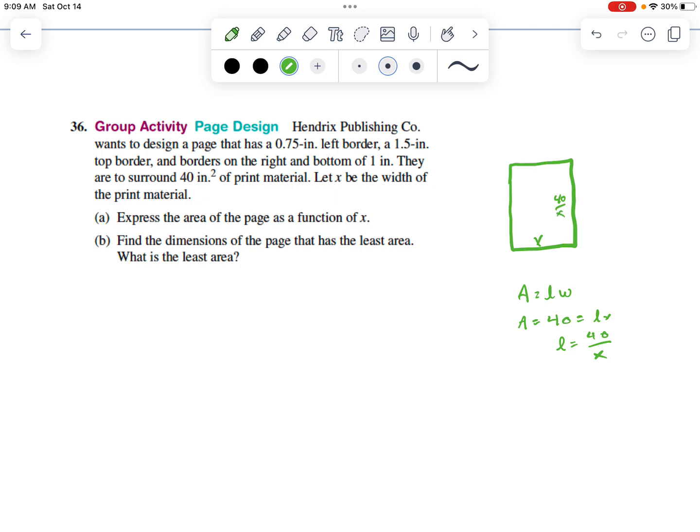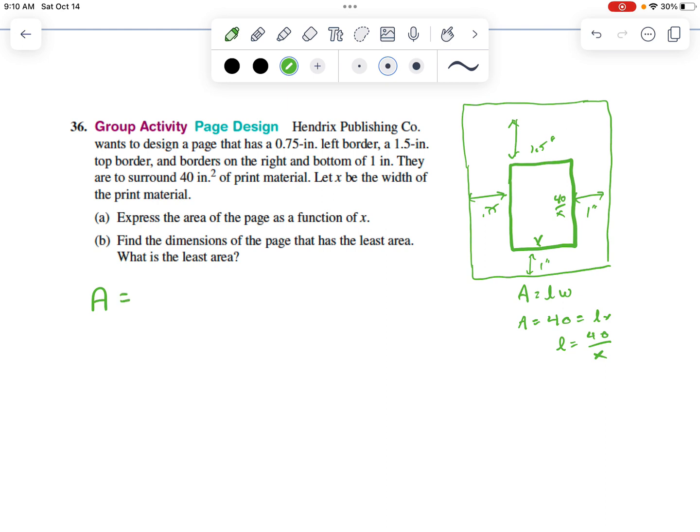Now we have the border. We have 0.75 inches on this side, 1.5 inches on this side. So if you can visualize it, the border is like this. And then the other two parts are inches, and this is not drawn to scale. It's just my rough sketch. And they want us to come up with a formula for area for the whole page.